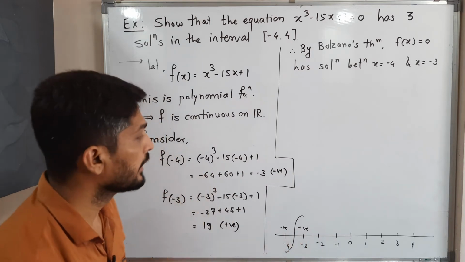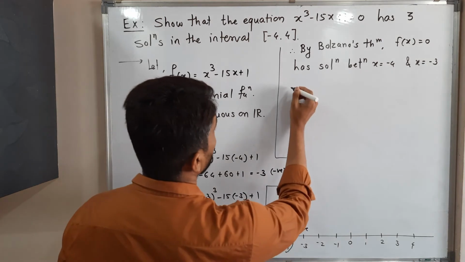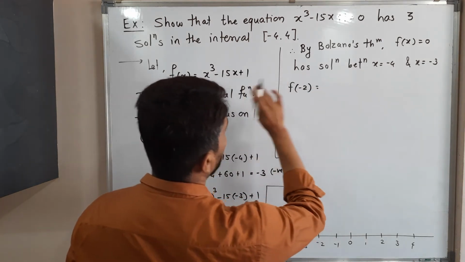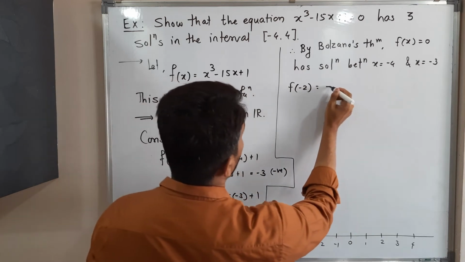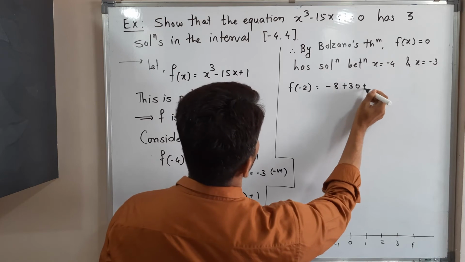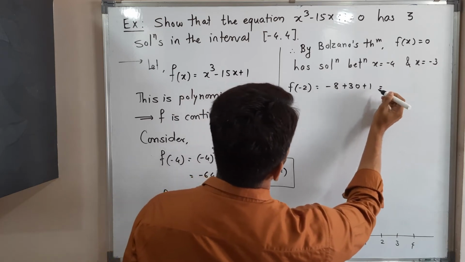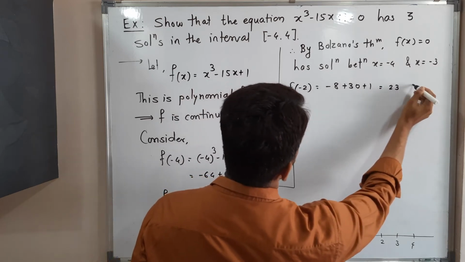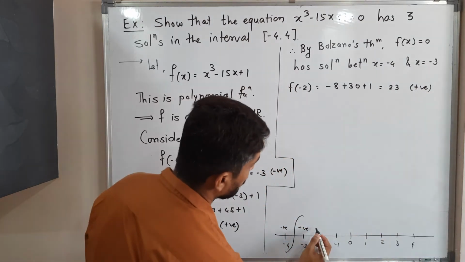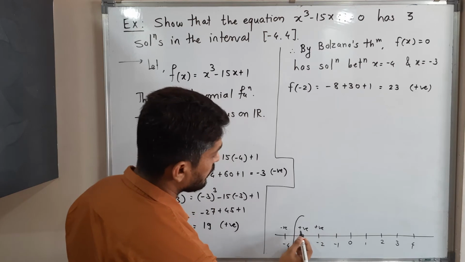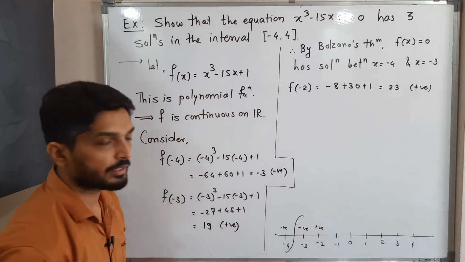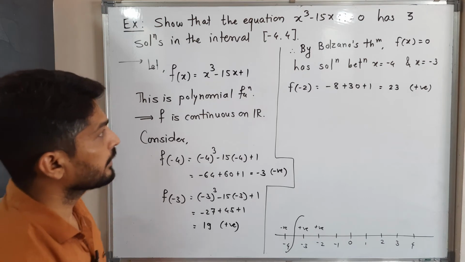Let us go further. I will do the same for minus 2. F of minus 2, let us put x is equal to minus 2 here. So I will write directly now. It is minus 8 plus 30 plus 1, so it is 23. Okay, so it is positive. So at minus 2 we have a positive value: positive, negative, positive. We get a solution between opposite signs; between positive and positive you will not find any solution, hopefully.